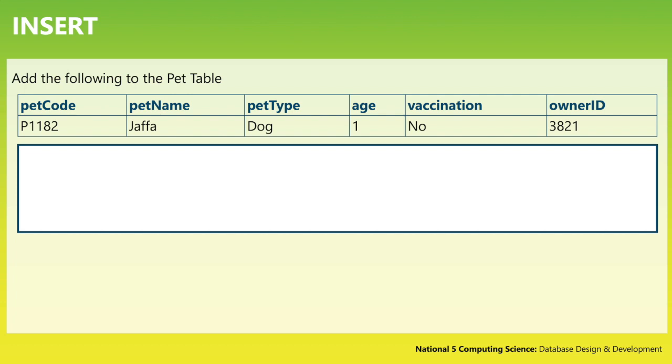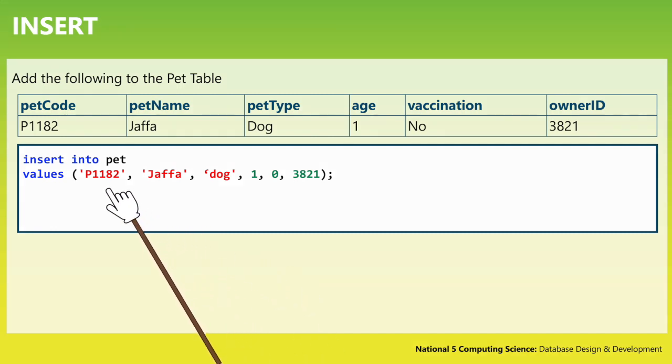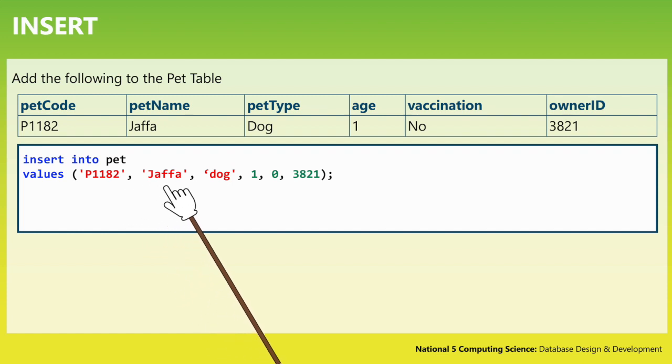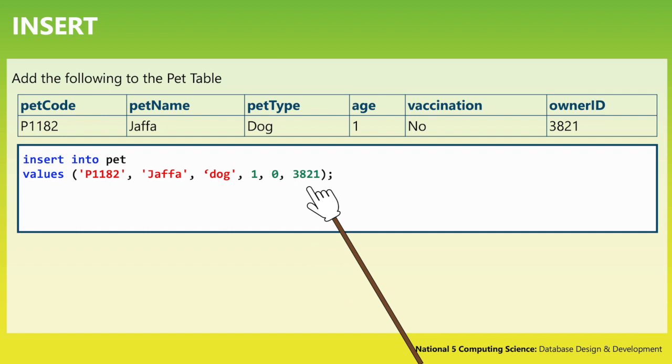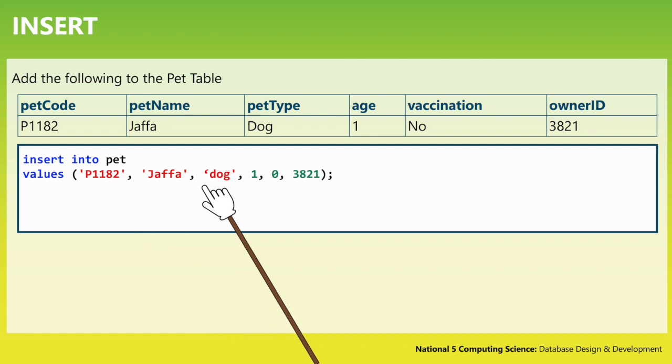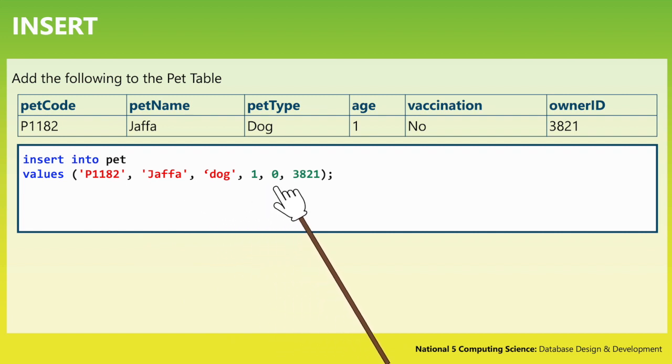We want to add the following pet to our pet table. So we specify insert into pet, as that is the table this information is going into. Then we outline the values that we're putting into our table. The pet code is P1182, the pet name is Jaffa, the pet type is dog, the age is 1, the vaccination is no, which in our case is represented by 0, and our owner ID is 3821. You will notice that the text values are inside quotation marks and the numerical values are not.